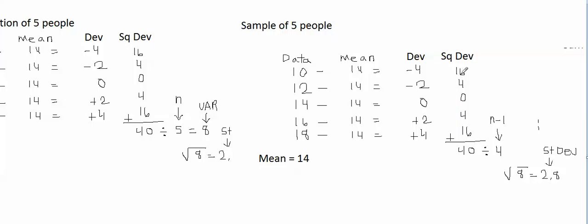If I had 7 squared deviations in this column, n would be 7, and I would divide by 6, because n minus 1 would be 6. If I had 10 squared deviations in this column, n would be 10, and n minus 1 would be 9, so I would divide by 9. So if it's a sample, I take the number of squared deviations, and I drop it down by 1, like I did here, and I divide by that number. So instead of dividing by 5, I'm dividing by 4. And when I divide, it comes out to 10. That's the variance of my sample.